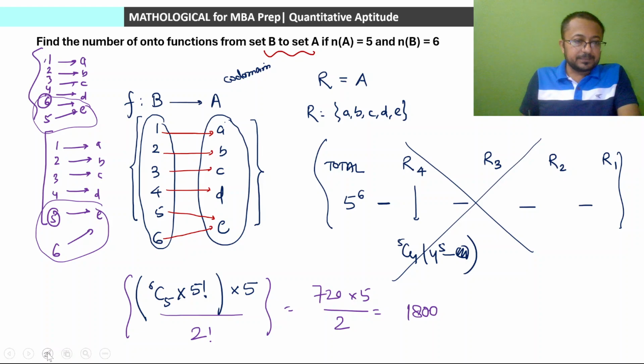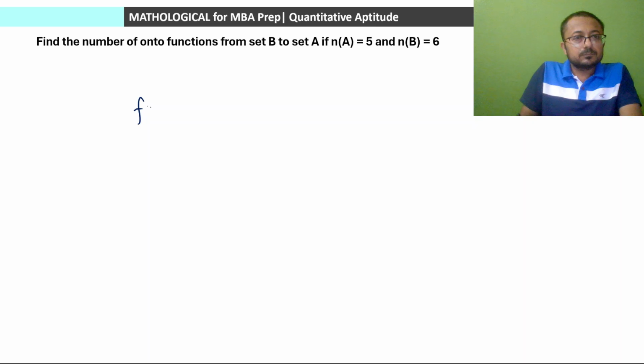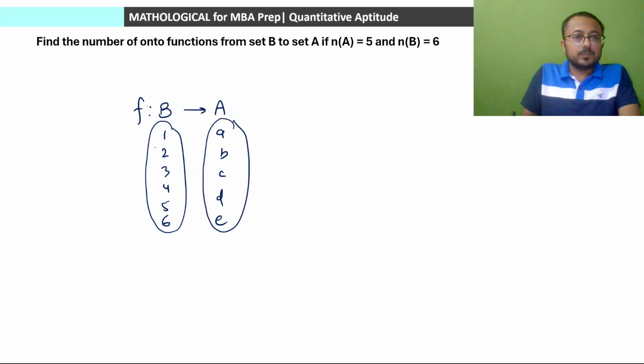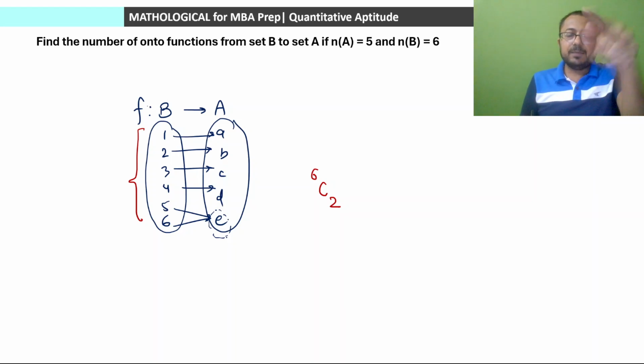या सेकंड वे में ऐसे सोच सकते थे, 1, 2, 3, 4, 5, 6 and A, B, C, D, E. We know that 4 elements will be connected to one and 2 elements will be connected to one element of codomain. ठीक है, तो पहले हम उन 2 एलिमेंट्स को सेलेक्ट कर लें which have to be connected to exactly one element, common element. ठीक है, so 6C2 ways से we can select those 2 elements from these 6 and those 2 elements have to be connected to one element from set A and that element can be selected in 5C1 ways.